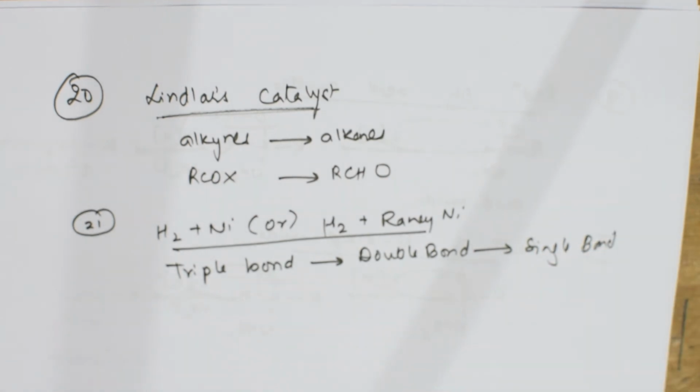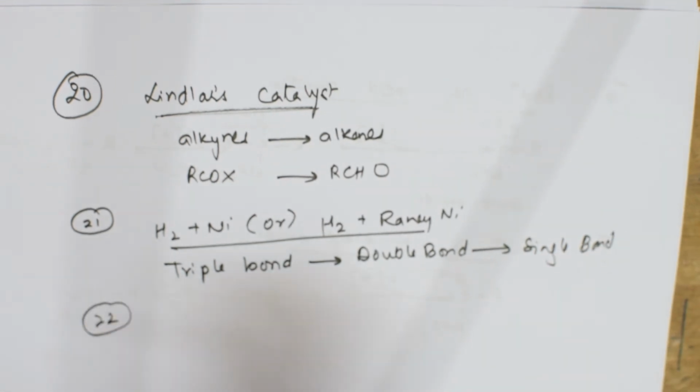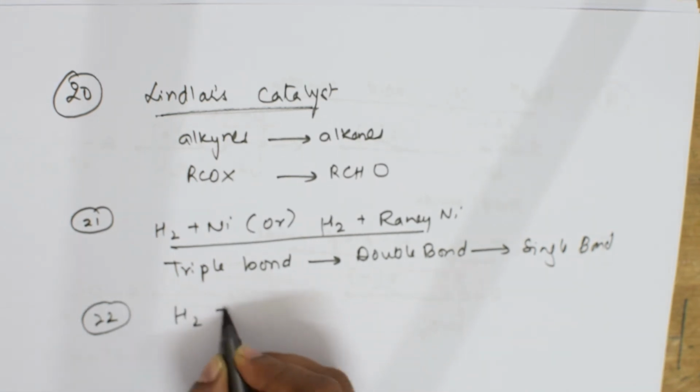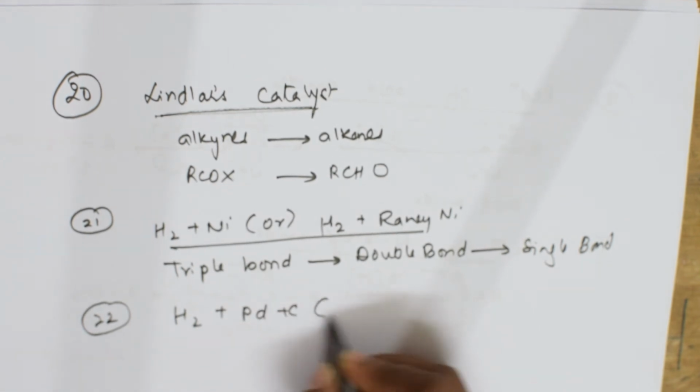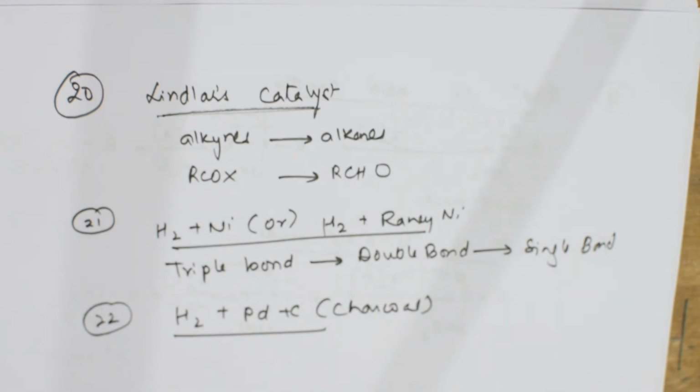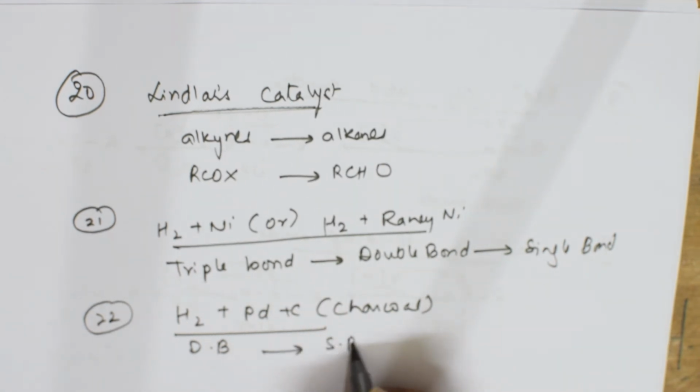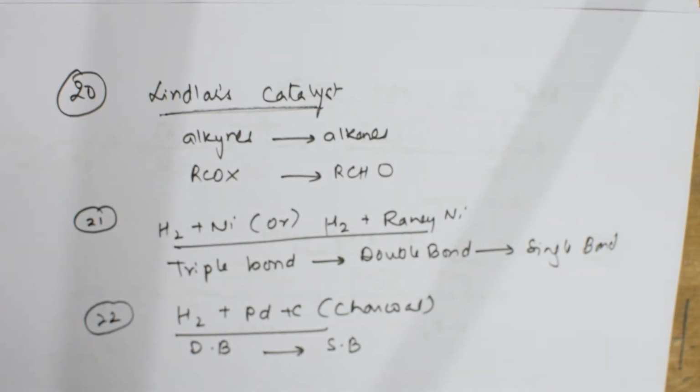Fine. Suppose if I have the 22nd mystery of reducing agent, suppose if I have a catalyst like this, what is that? Hydrogen plus palladium plus carbon, that is your charcoal, right? So here if I have these reagents, what will happen? Just see, double bond will get converted into single bond. Remember here triple bond is not included, it will not work at the triple bond point. Here only double bond to single bond.